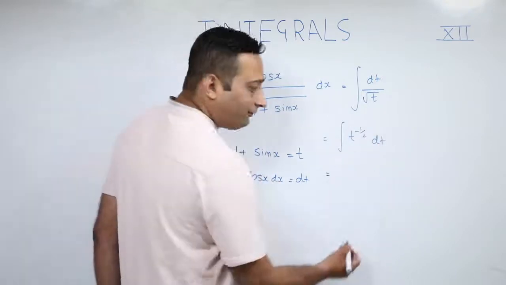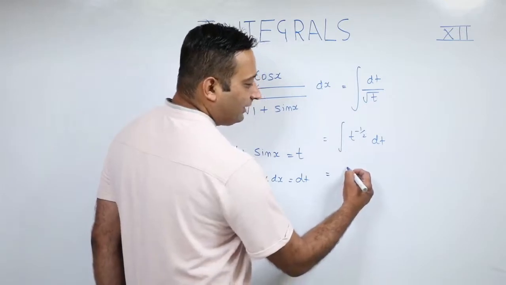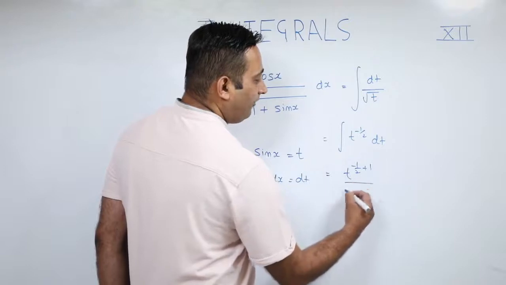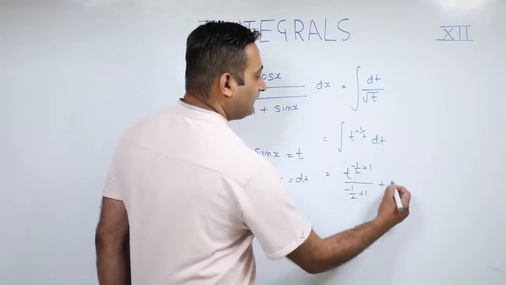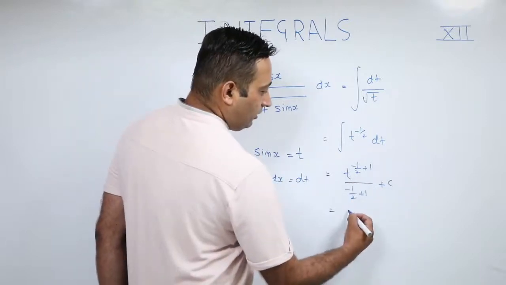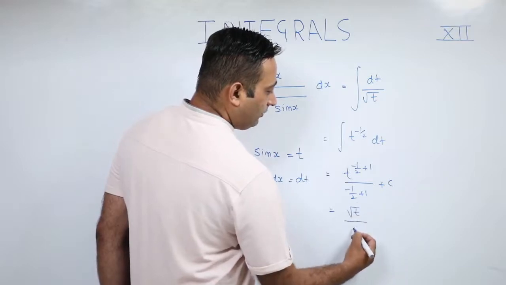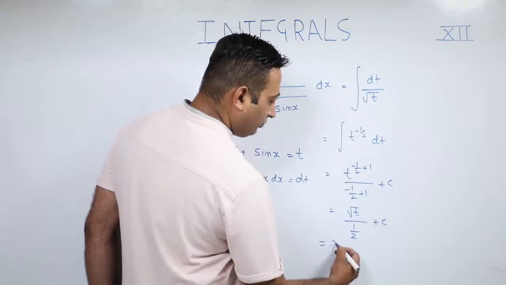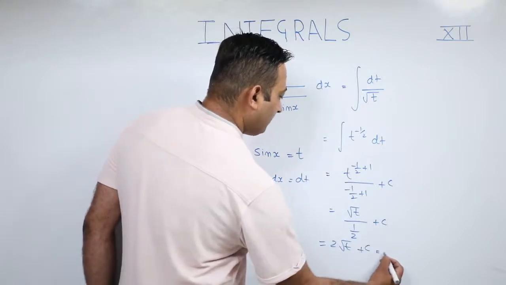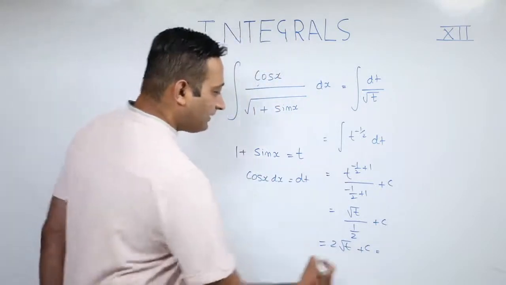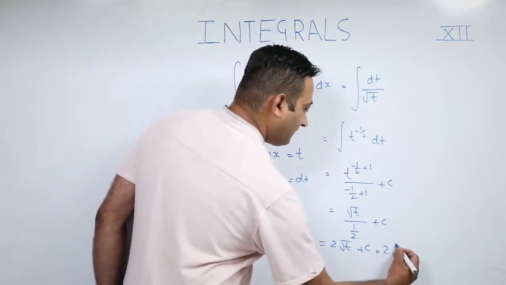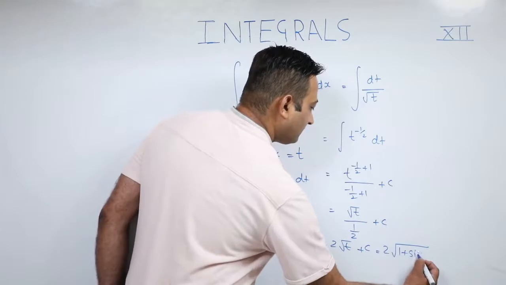Now we can use the direct formula of integration. It will become t raised to the power minus 1 by 2 plus 1 upon minus 1 by 2 plus 1 plus c, which is root t upon 1 by 2 plus c, that is equal to 2 root t plus c. Now by putting the value of t as under root of 1 plus sin x, we get the final answer as 2 root of 1 plus sin x plus c.